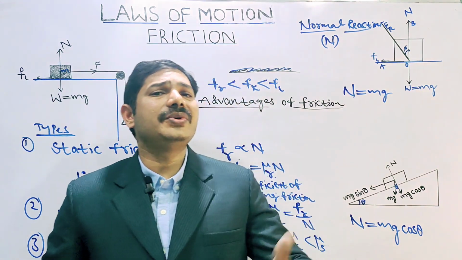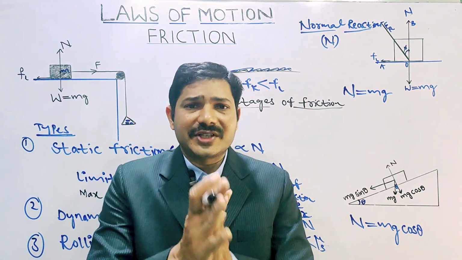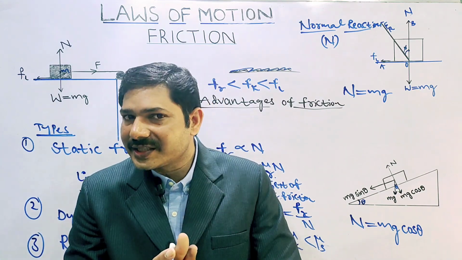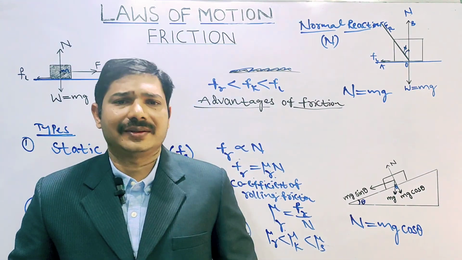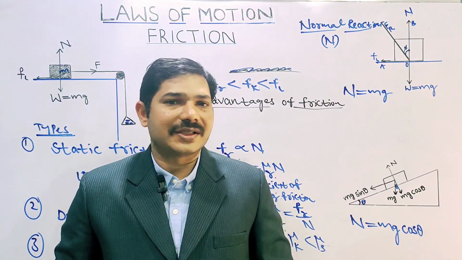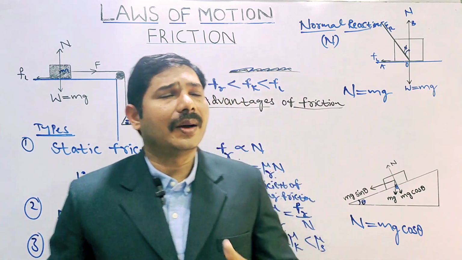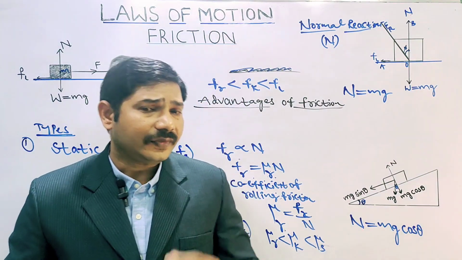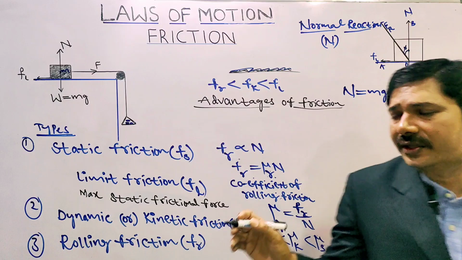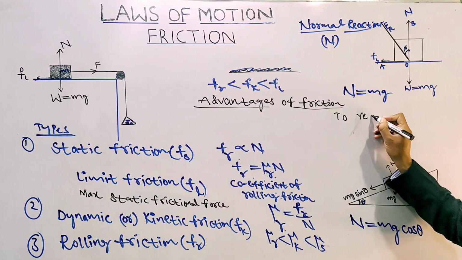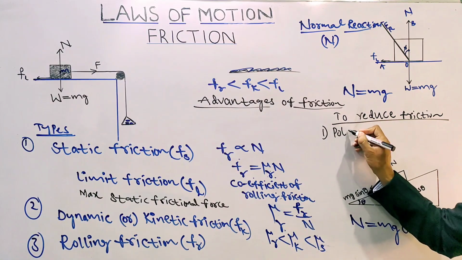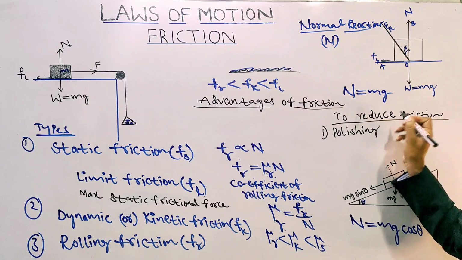So how to reduce the friction? When two machinery parts are rubbing, the efficiency of the machinery parts decreases. To avoid that, to reduce the friction, what process do we have to take? We'll see now. There are four methods to reduce friction. The first one is polishing.